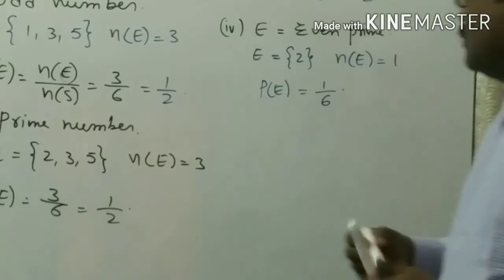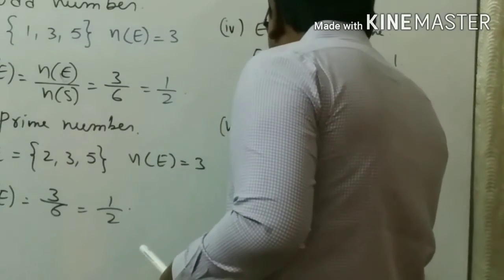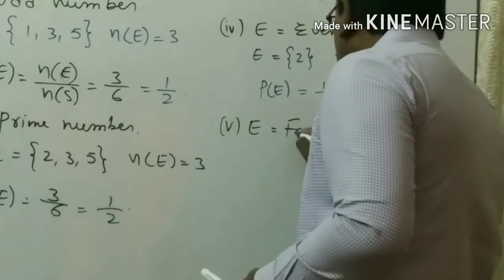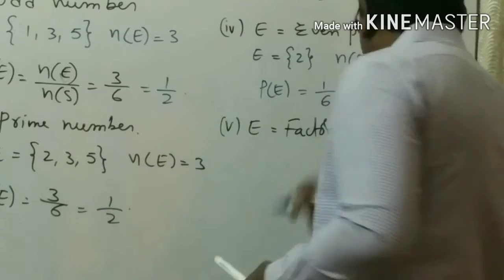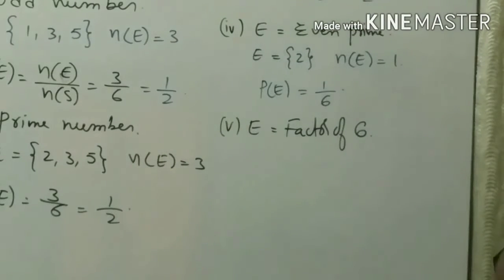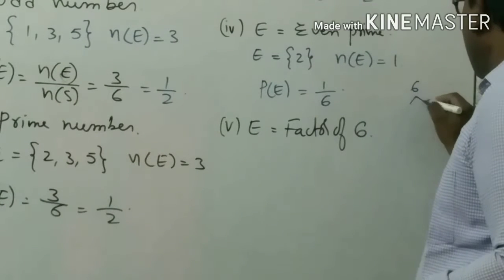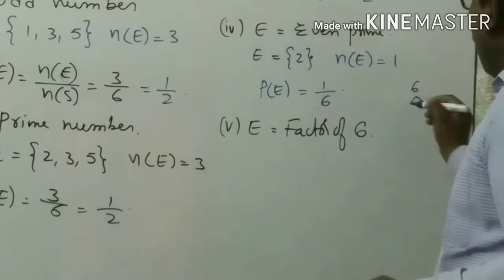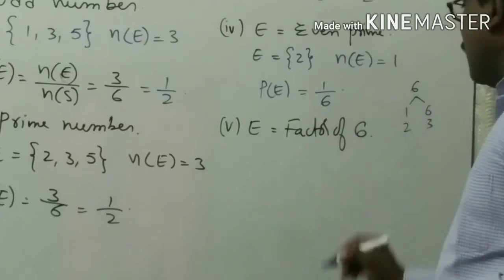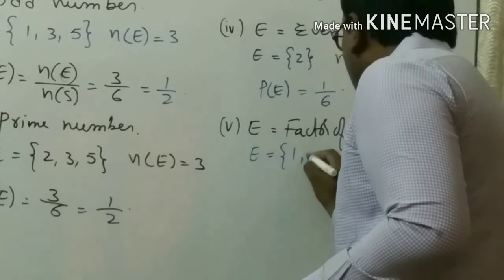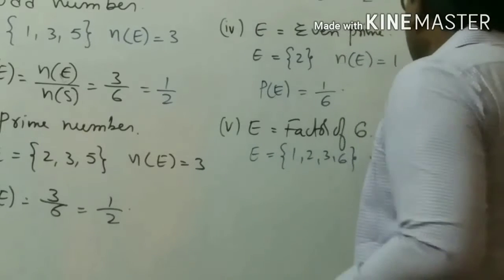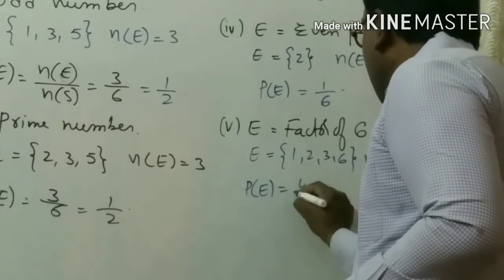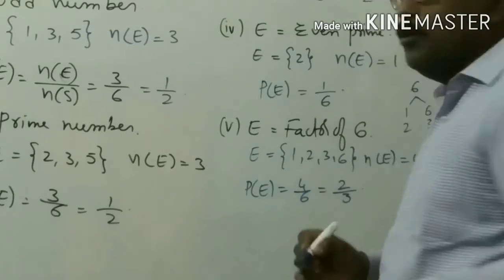Your next question is, suppose the event is getting a factor of 6. What are the factors of 6? Like the 6 table, it should be a factor of 6. So 1 6s are 6, 2 3s are 6. So E is equal to 1, 2, 3, 6. So the number of events is 4. So the probability of getting that event is 4 by 6, that is nothing but 2 by 3.